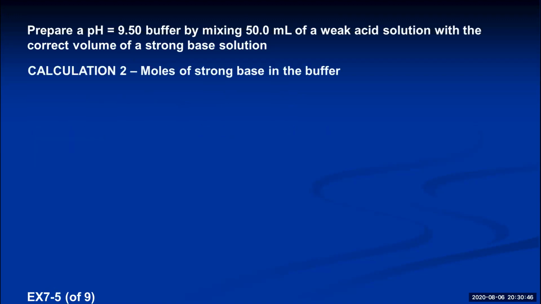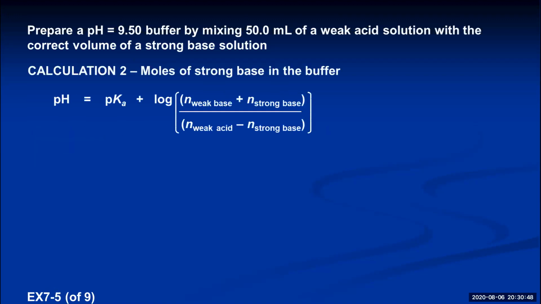So in the calculation for the moles of the strong base, and remember we're trying to figure out the values for everything that's in the log term here. We already know the pH is 9.50, the pKa is 9.25. We've now calculated the moles of the weak acid that goes in the denominator is 0.020, and the moles of the weak base at the top has to be 0. We've got to calculate the moles of the strong base that we're going to be adding to this solution.